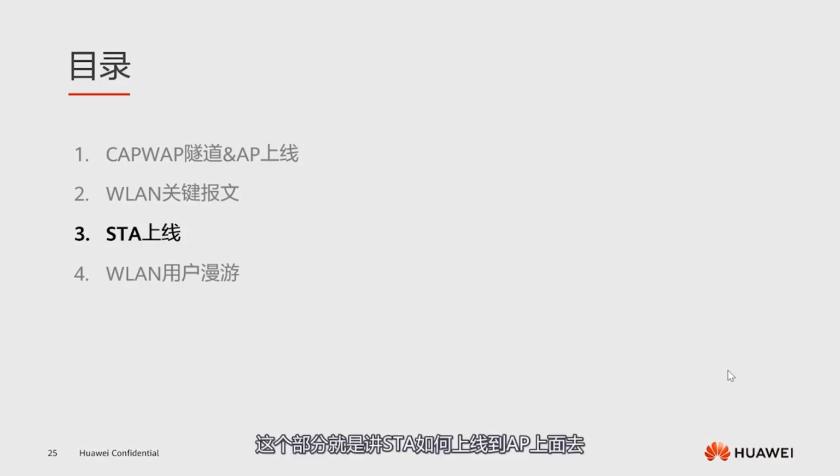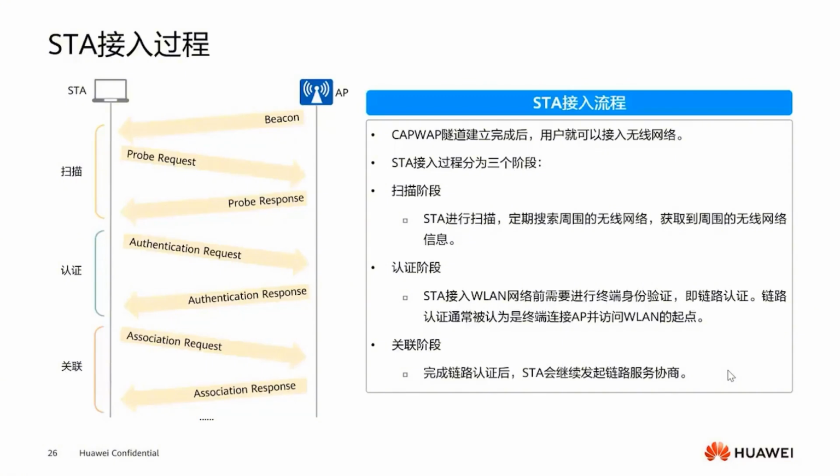What is the process like? Let's take a look. First, we see that the terminal's access process uses entirely management frames. Whether it's beacon frames, probe requests, or authentication requests, all are management frames. Only after the terminal goes online and starts sending data do we use control frames. It's important for everyone to understand this.